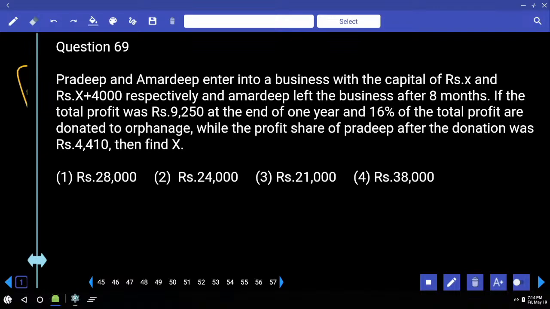X and X plus 4000. Amardeep left after 8 months. Right? 3 times or 2 times. That is the profit ratio. Now, what is the profit share of Pradeep?